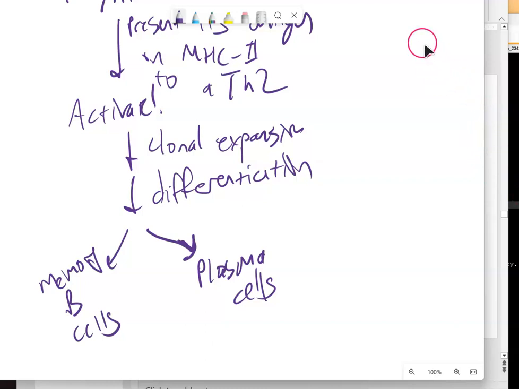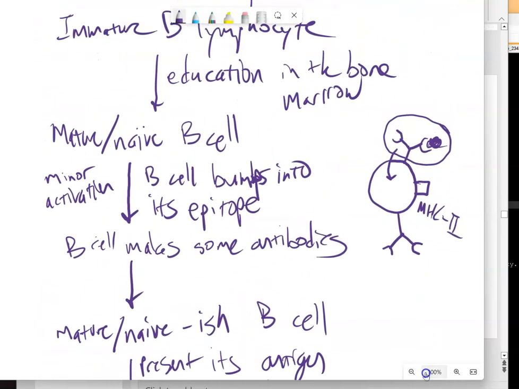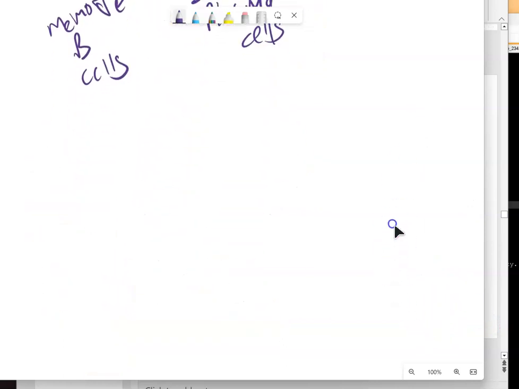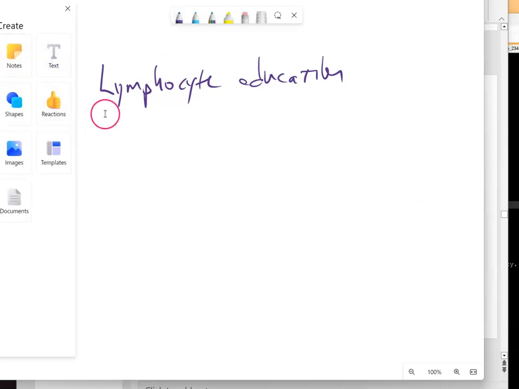So this is lymphocyte development, and I just wanted you to see it a little more specifically because this is an opportunity to connect to other things in the immune system. So the last thing I want to talk about is lymphocyte education. And really there are just two processes here. I'm going to type this because I have to type this.